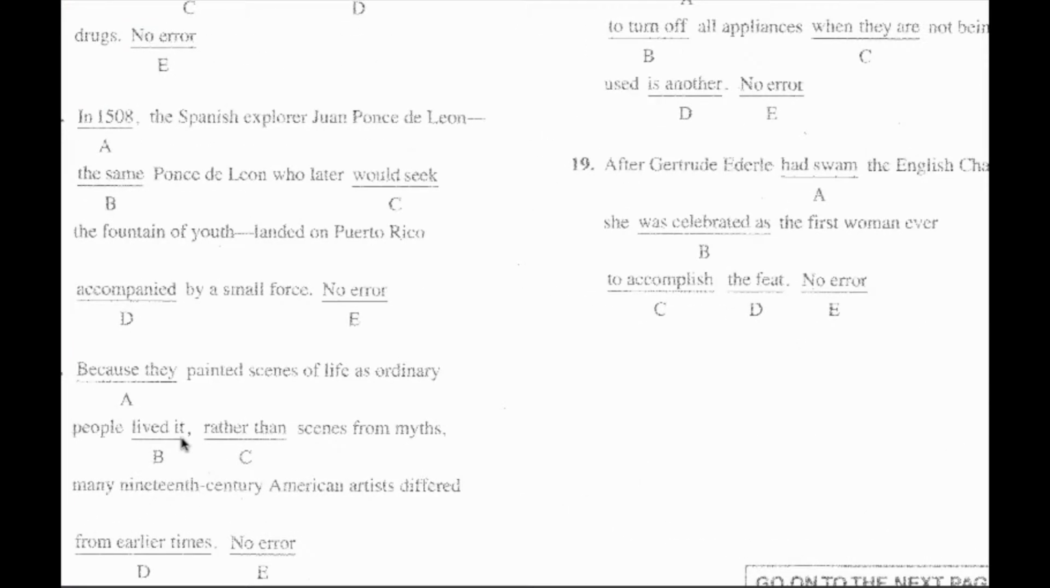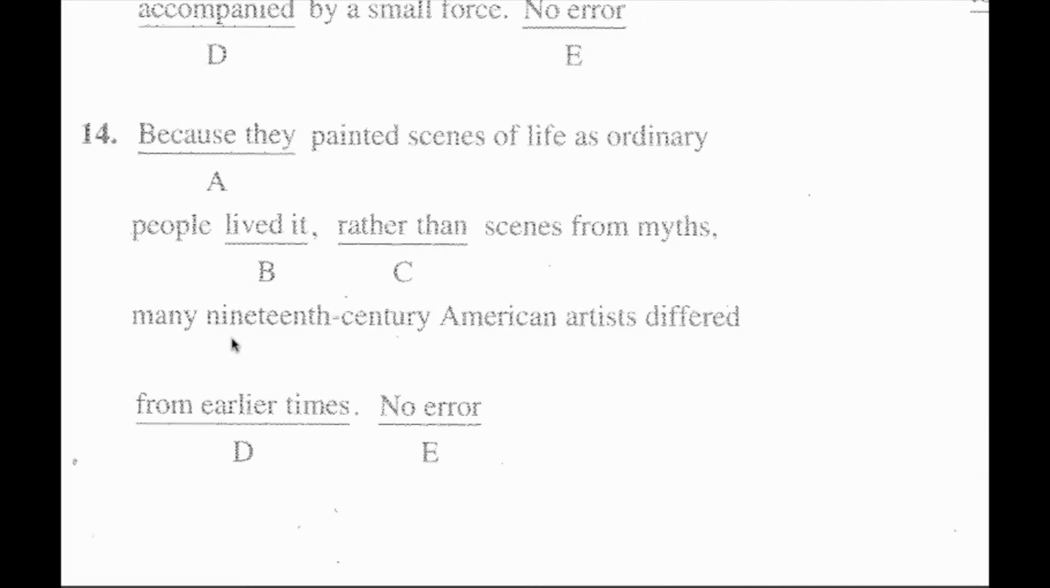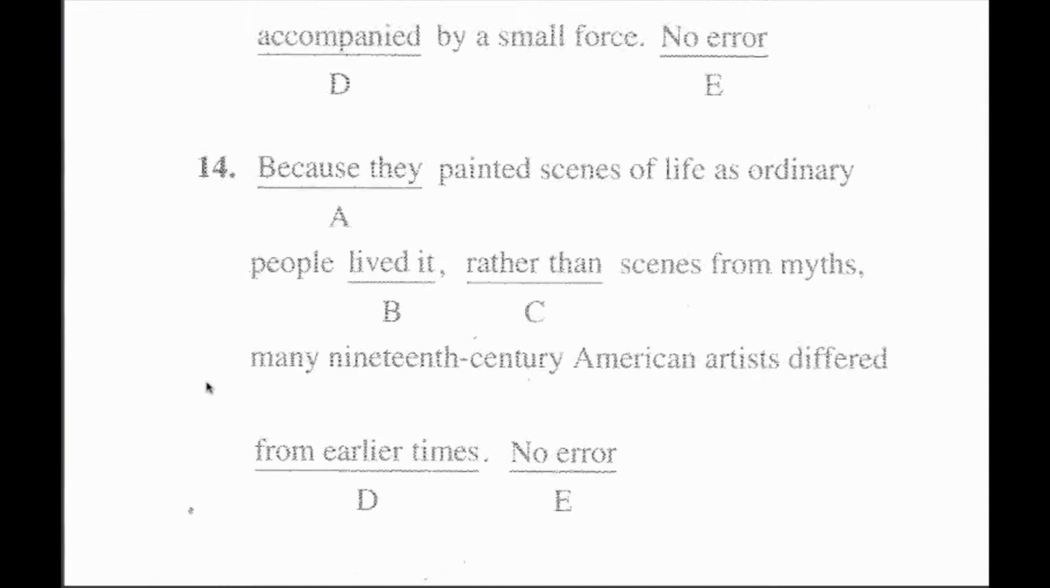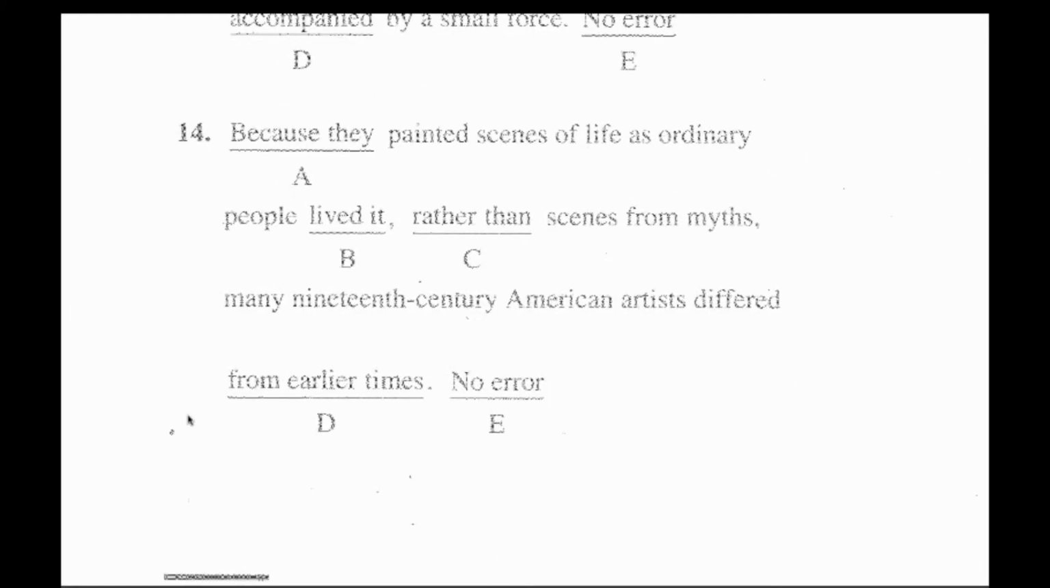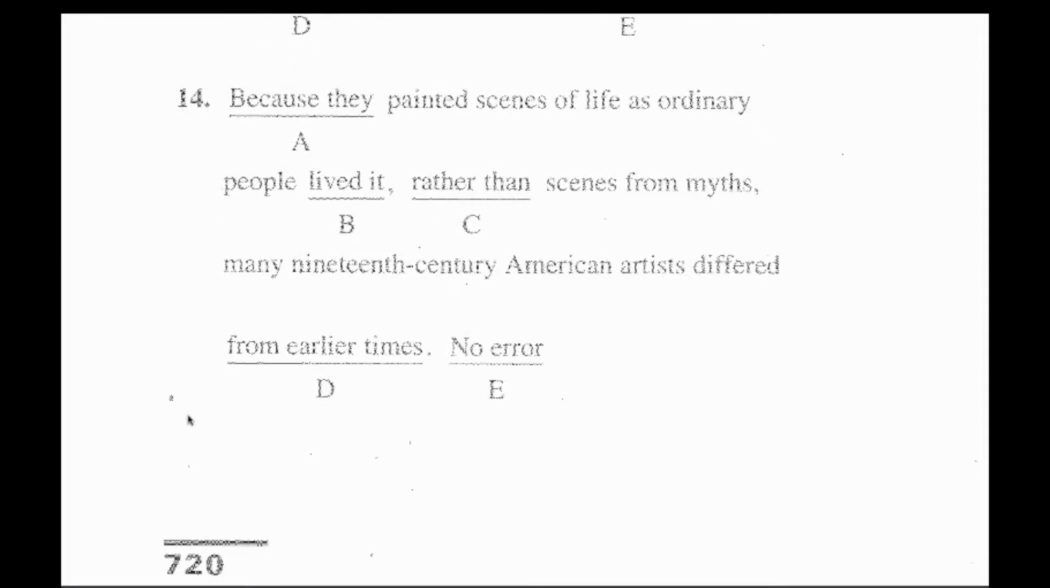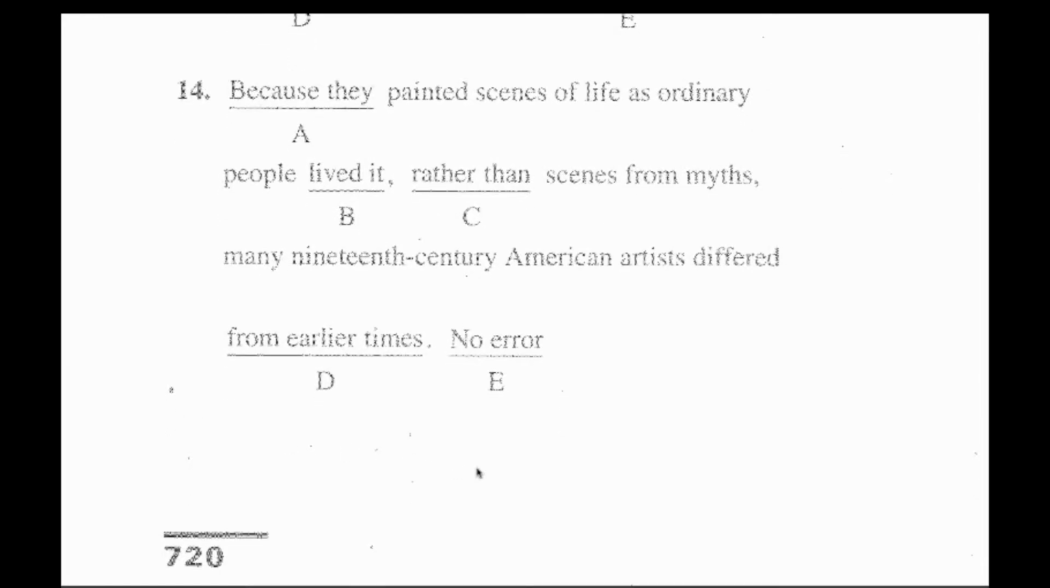As you start to do this problem, your goal is to find the error in the sentence. As you walk through it, you may gravitate toward B, because really it just doesn't sound good. Because they painted scenes of life as ordinary people lived it, rather than scenes from myths, many 19th century American artists differed from earlier times. Sounds like a pretty decent sentence.